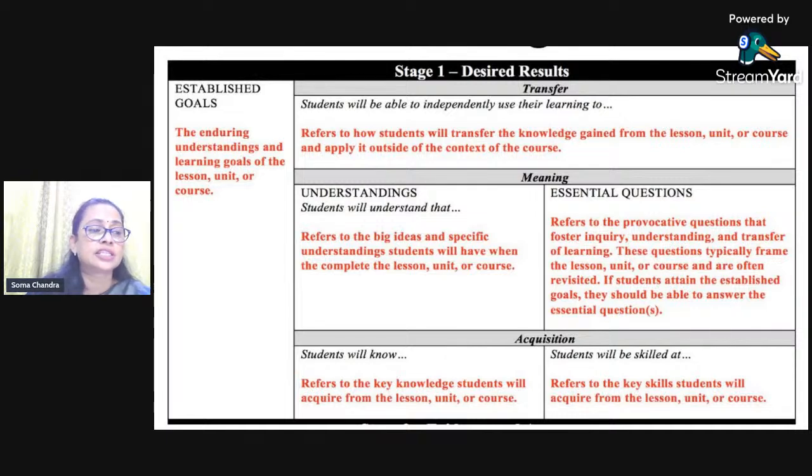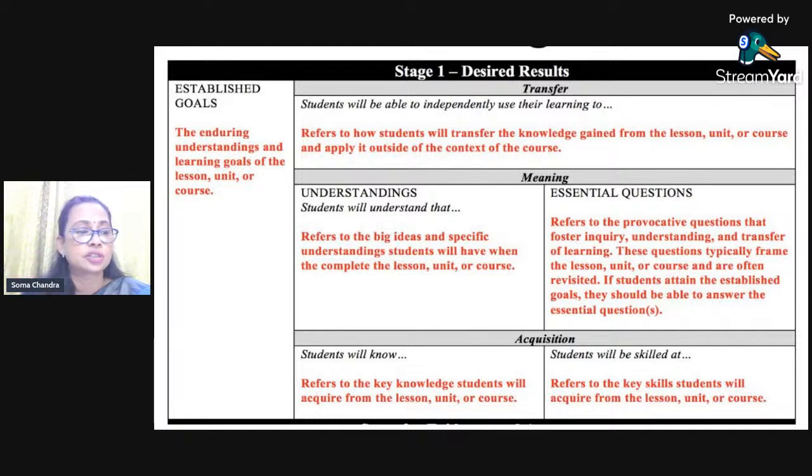You can achieve the desired result, establish goals in your plan. The enduring understanding and learning goals of the lesson should be well established. Students will be able to independently use that understanding in solving or applying it while framing answers, solving question papers. Students will be, so this line, when you are explaining in your lesson plan, should be there. Students will be able to understand the terms, the big idea of your lesson plan, of your session.